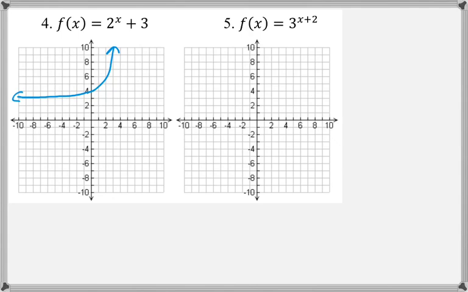For number 5, this is 3 raised to the x plus 2, and you do want to make sure that the entire x plus 2 is in the exponent. So if you have the newer version of the calculator, it kind of looks like that. If you have the older version, you're going to need to type that. You want to make sure that the entire x plus 2 is in parentheses with the caret key here so that it knows that it's in the exponent. Okay, so if you graph that, then it looks like that.